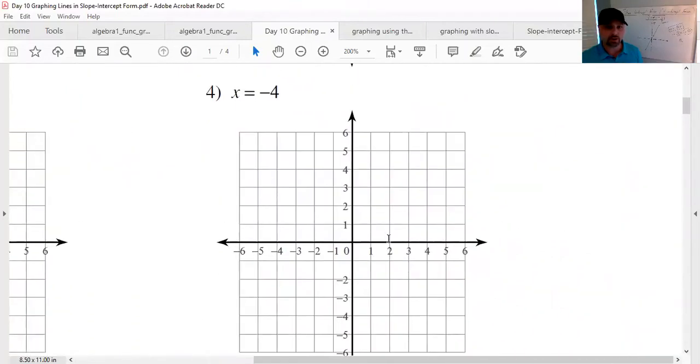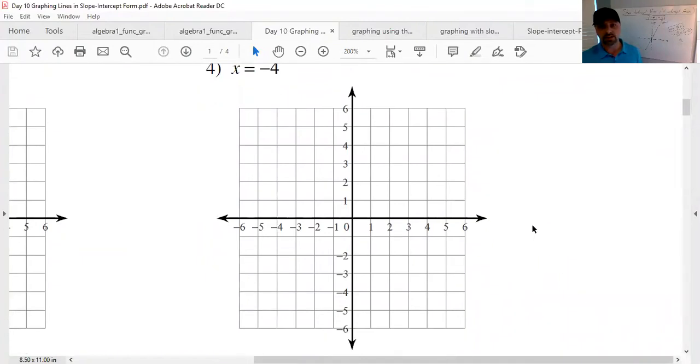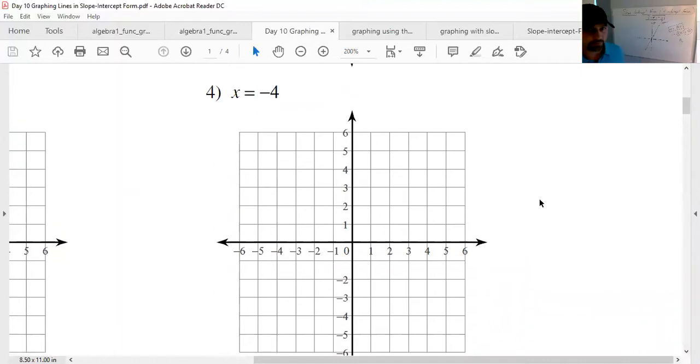Number 4, x is equal to -4. So if you want to try that one, you can, but I'm just going to go ahead and try to explain it first. So give me just a second. I'm going to redo my board.